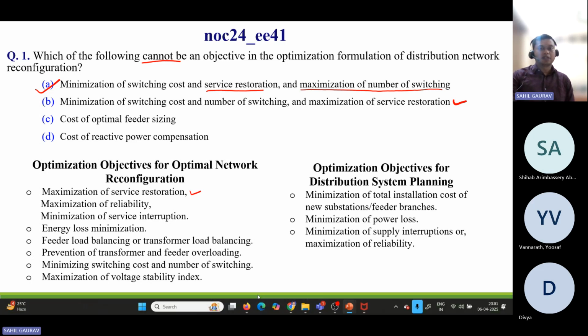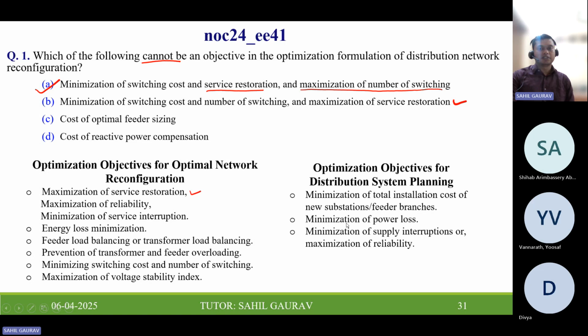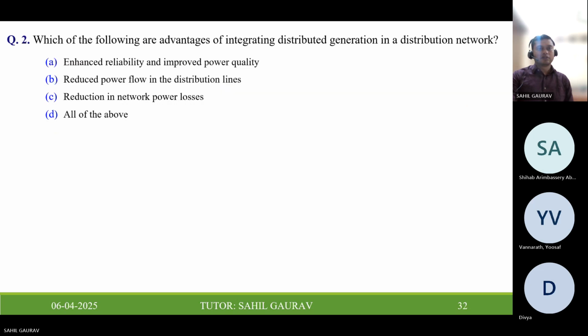And these are the optimization objectives in general for distribution system planning. They generally include installation cost of new substation feeder branches and minimization of power losses, minimization of supply interruption, or maximization of reliability. So coming to the next problem, which of the following are advantages of integrating distributed generation in a distribution network?